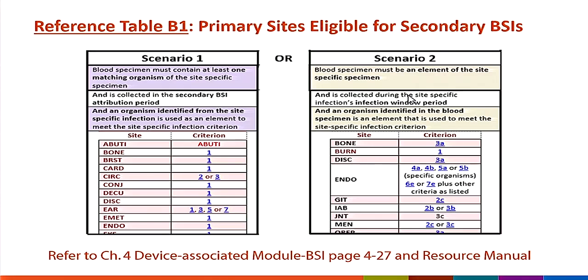Likewise, I could say, oh, darn, I looked into it and the organism from the bone and the blood are not the same. I wonder if I could meet scenario 2. And then I could go to the scenario 2 column and say, oh, I could possibly meet criterion 3A. I need to go and look at criterion 3A and see if the patient meets those requirements. If they do, I may be able to say this is secondary. If they don't, then I know those are my only two options to say that this is secondary to the bone infection. And I would either have to find another site to which it could be attributed, or the BSI would be primary. So depending on your situation, this can be very helpful.